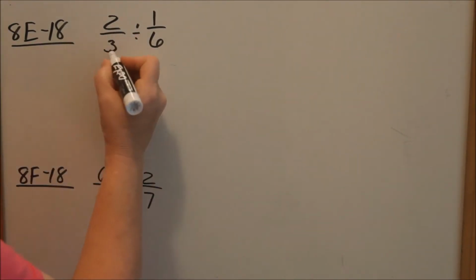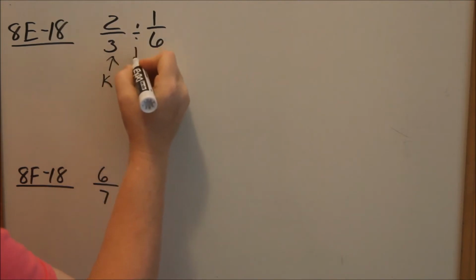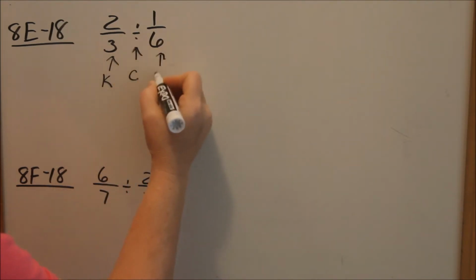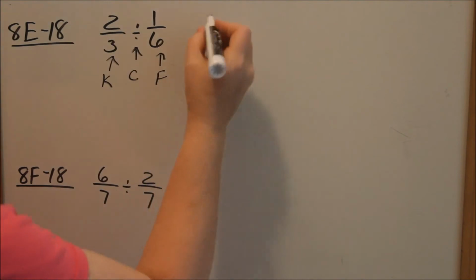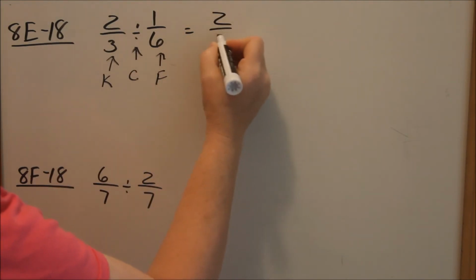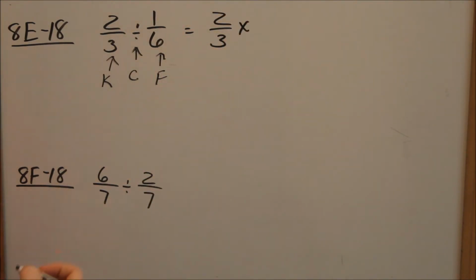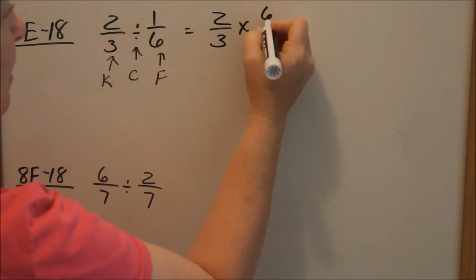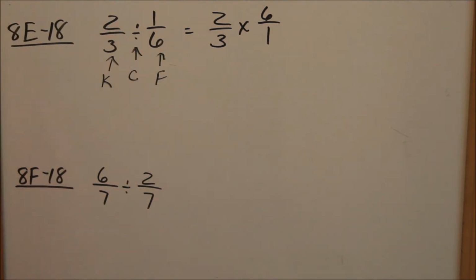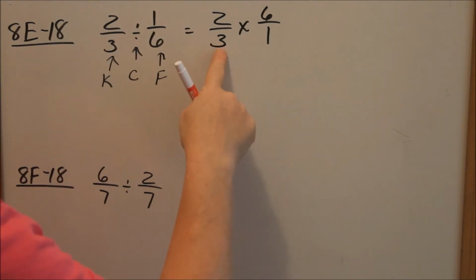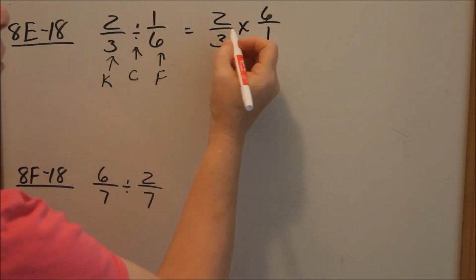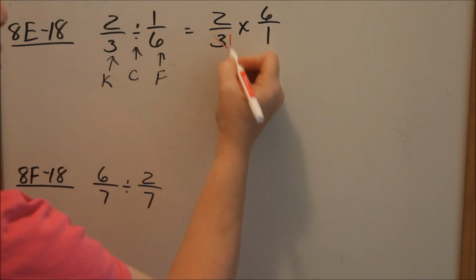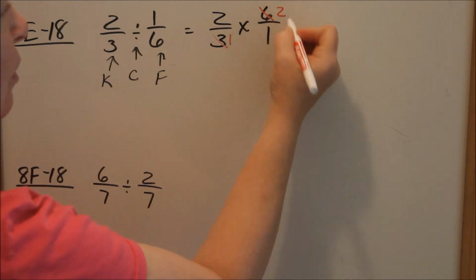2/3 divided by 1/6. Keep, change, flip. Okay, so then that becomes keep that one, change this to a multiplication sign, flip the second fraction. You flip the second one, so that would be 6/1. Now you multiply straight across, but also when you multiply, look to see if you can cancel or reduce from numerator to denominator. 3 and 6, we can reduce those both by 3. 3 divided by 3 is 1. 6 divided by 3 is 2.